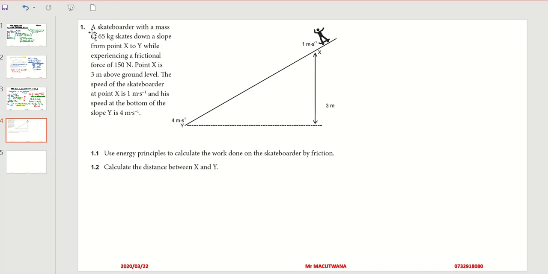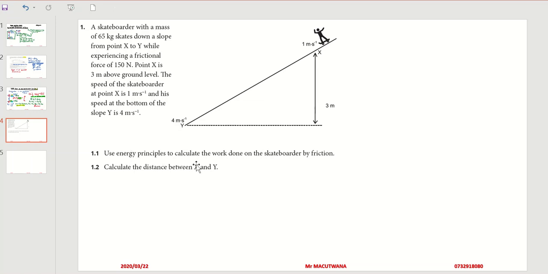Here it says a skateboarder with a mass of 65 kilograms skates down a slope from point X to point Y while experiencing a frictional force of 150 newtons. Point X is 3 meters above the ground level. The speed of the skateboarder at point X is 1 meter per second, and his speed at the bottom of the slope Y is 4 meters per second.